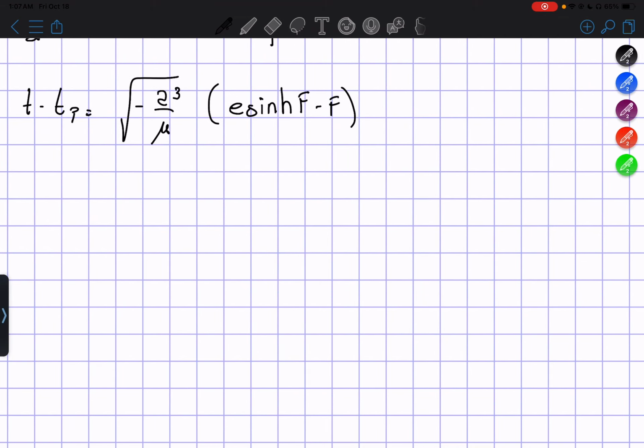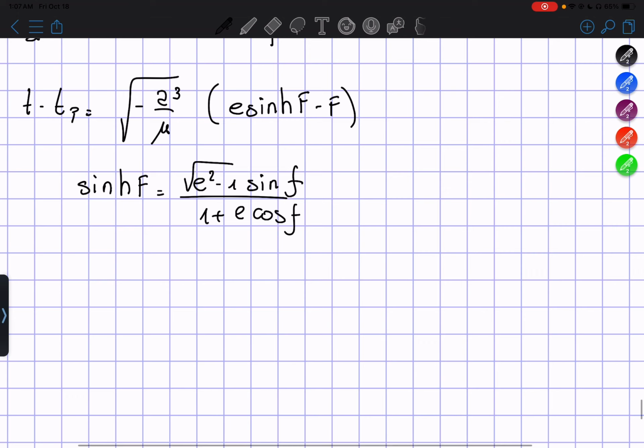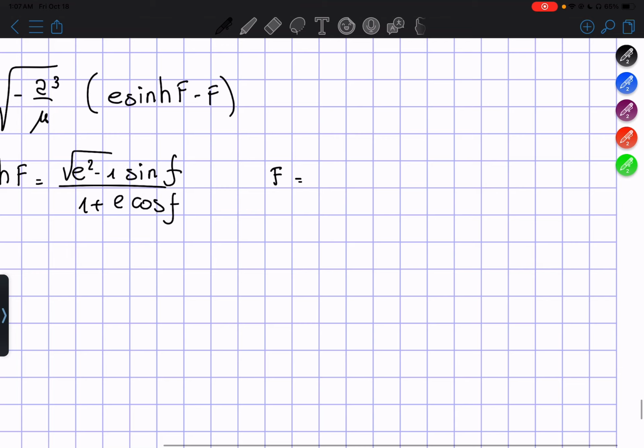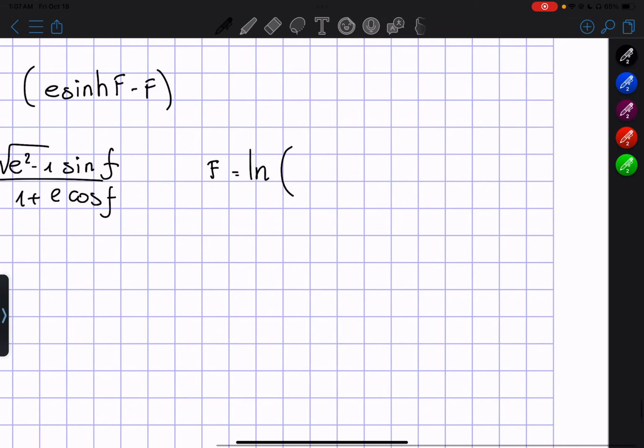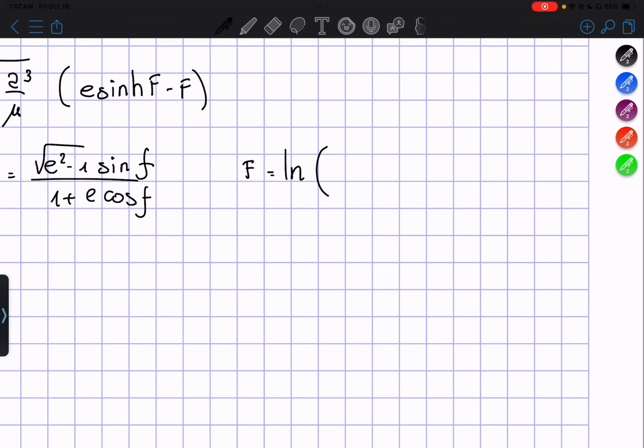Make sure of that. Where sinh of F is equal to square root of e squared minus 1 times sine of f, divided by 1 plus e cosine of f. And F can be simplified as a natural logarithm if you don't have hyperbolic sine on your calculator. I have it on my computer, but you might not have it. It is the natural log of sinh of F plus the square root of 1 plus sinh of F squared.